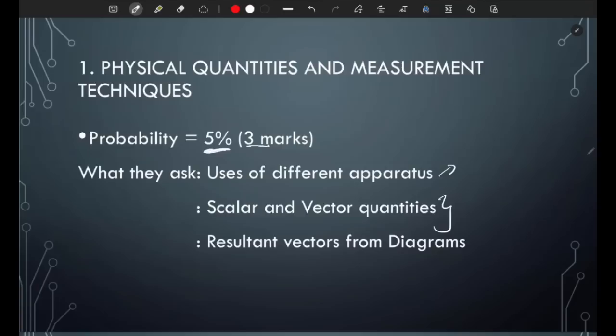Whenever this topic comes, it's rare for this topic to come, but whenever it comes, it's mostly scalar and vector quantities. So what you need to do is, they would give you a diagram, and they would ask you to determine the resultant force or the resultant vector from diagrams. So these two topics are what you should watch out for. If you don't know exactly how to do this, I would link down a video that I did before on how to do this type of question.